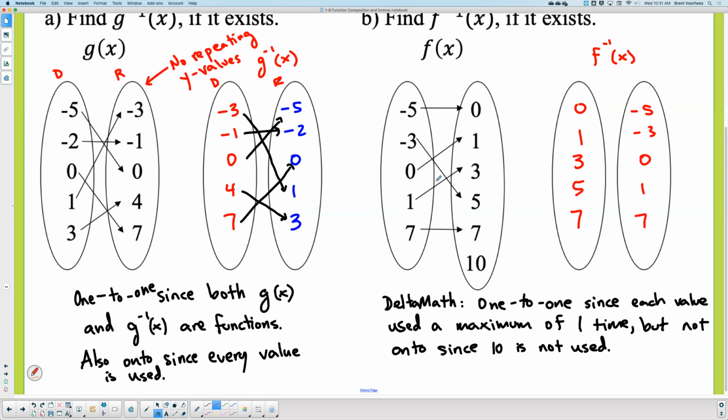Notice I just switched the x and y. That's all I did. This was the domain. This was the range. It's now a new domain, a new range. So what happened is I switched them. I'm going to leave out the 10 though.